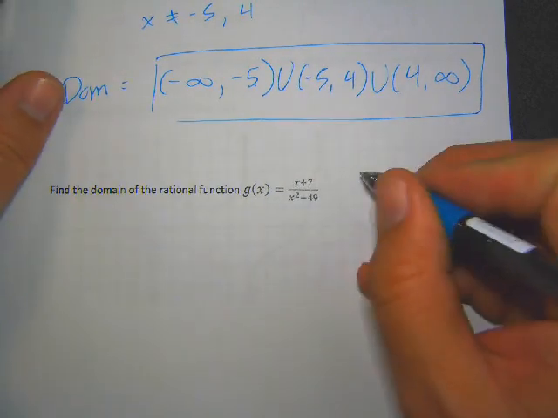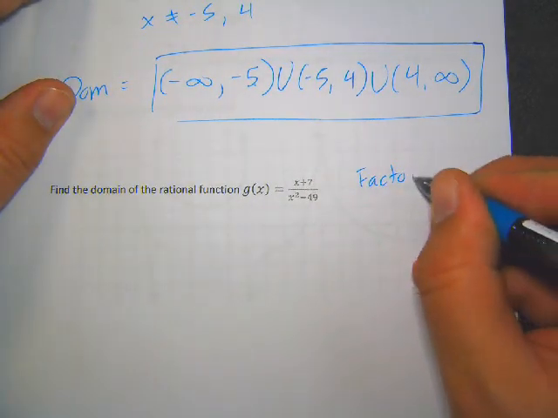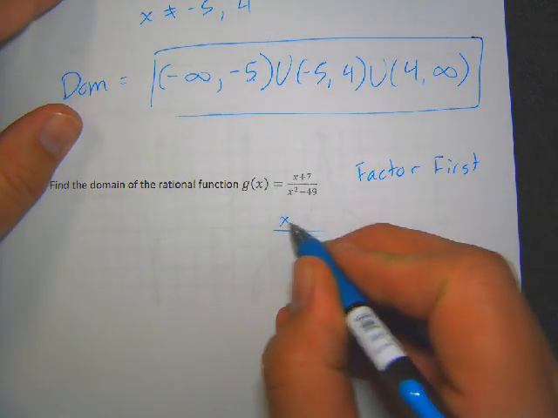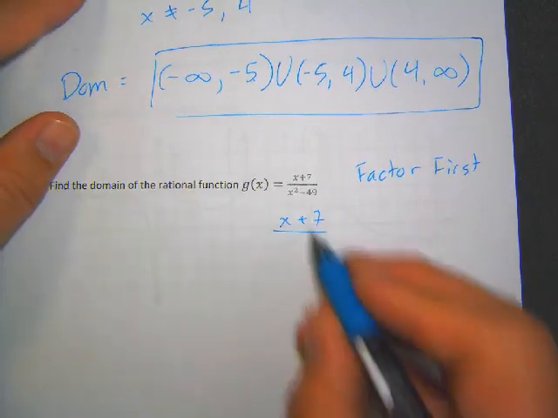All that means is that you just factor it yourself. So we're going to factor this first before we try and figure out what the domain is. Don't really have to worry about the top, I'm really just worried about the bottom. On the bottom here, I'm going to factor this.